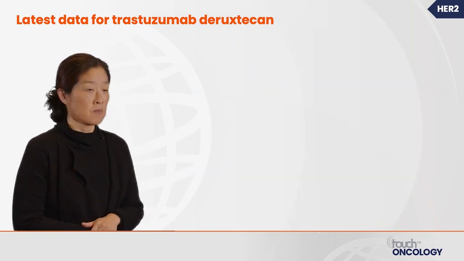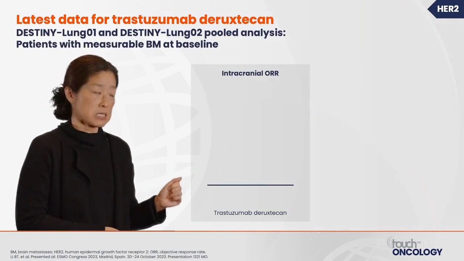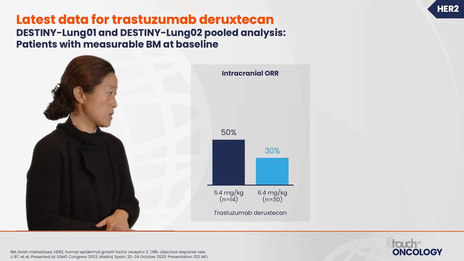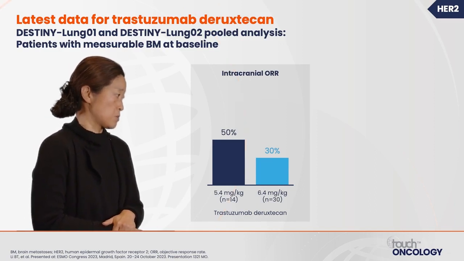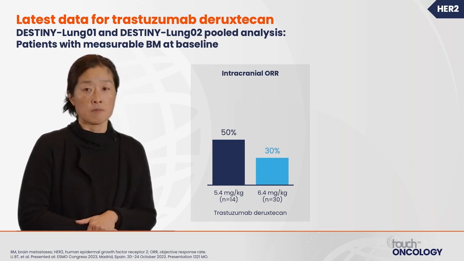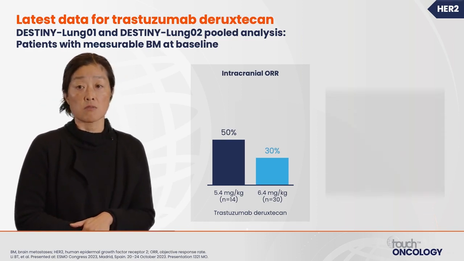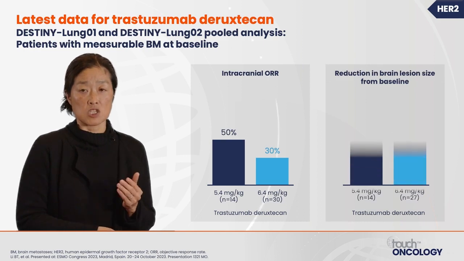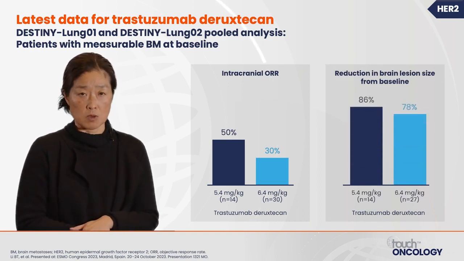And here we see the efficacy in the CNS, the intracranial overall response rate at the 5.4 mg per kg dose level of 50%, and at the 6.4 mg per kg dose level of 30%. And at both of these dose levels, a reduction in the brain size lesions from baseline in the vast majority of patients.